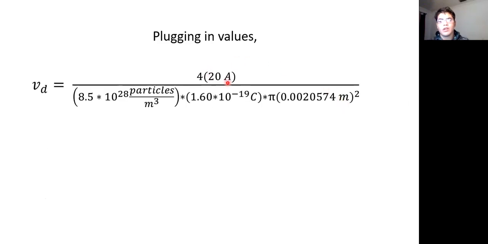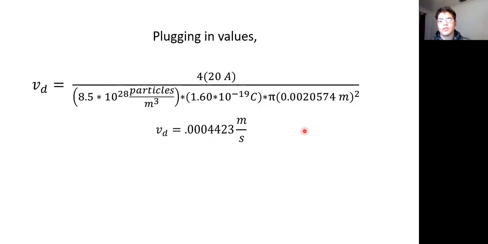So we plug in everything here. We plug in the current, N, Q, and the diameter squared. And we're going to get the drift velocity is 0.0004423 meters per second. Now, this is a very small value for meters.